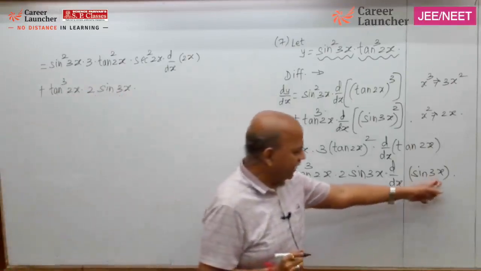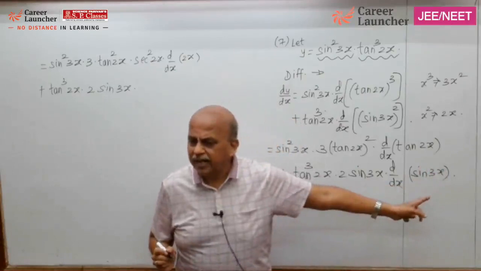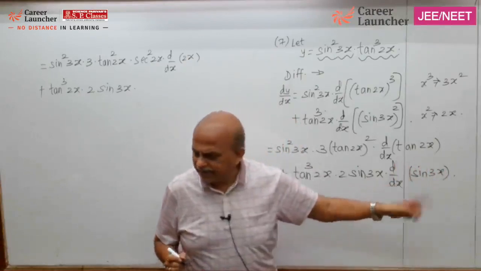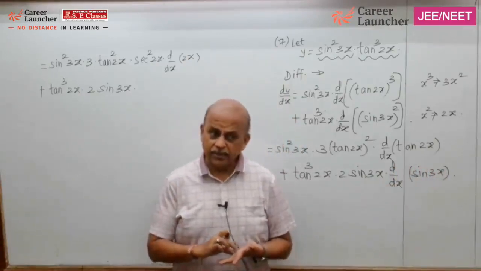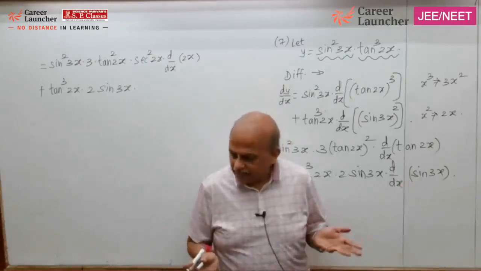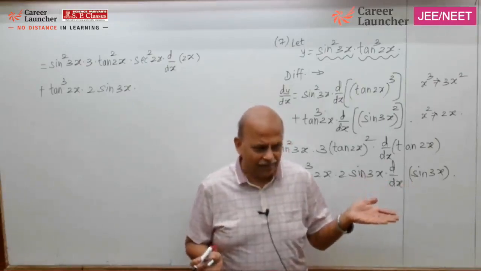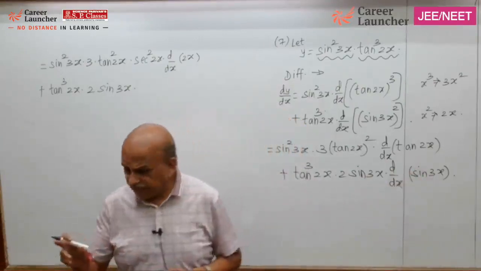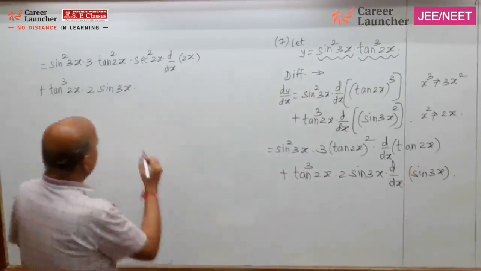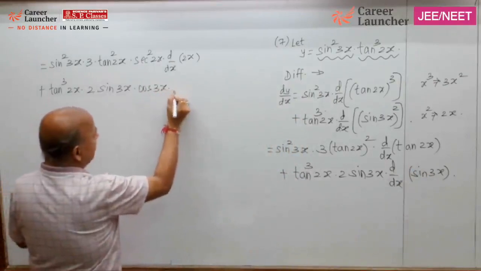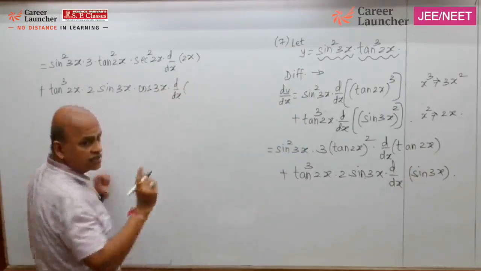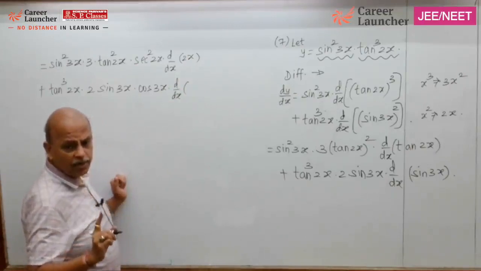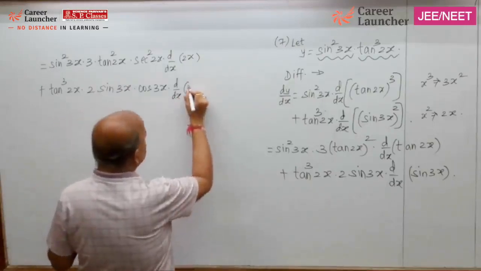Now sin 3x: which is the standard formula? Sin x. What is the composite part here? 3x. Don't say sin 3x. Sin 3x, so 3x is the composite part. What was the formula for sin x? Cos x. So what will the answer for sin 3x be? Cos 3x into d by dx of 3x. Someone said d upon dx. Wrong. It is d by dx.